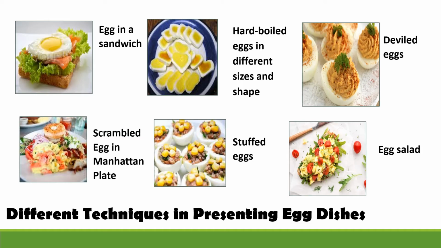the filling is the egg yolk seasoned with salt and pepper or paprika. Whereas for stuffed eggs, they use other combinations of fillings. So those are the differences between deviled eggs and stuffed eggs.